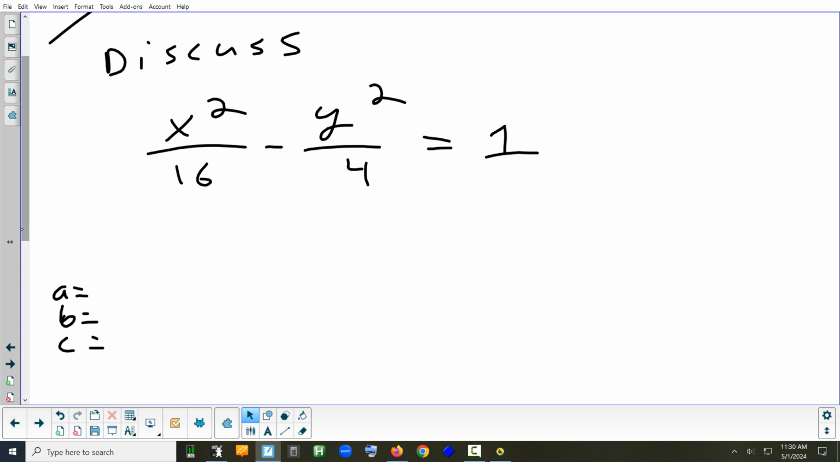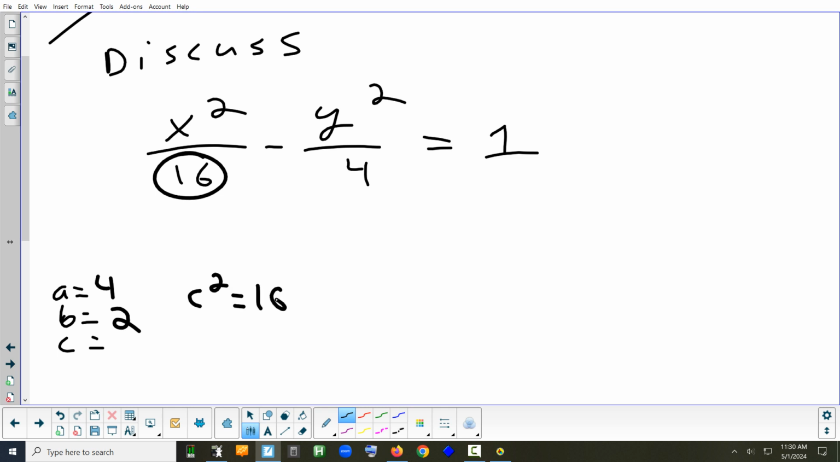4. A is always the square root of the first denominator. That's for hyperbolas. What's B? 2. It's always the square root of the second denominator. And then c squared equals a squared plus b squared. So c is the square root of 20, or 2 square roots of 5. Okay, someone asked me earlier about reducing that. I'll reduce it this time.